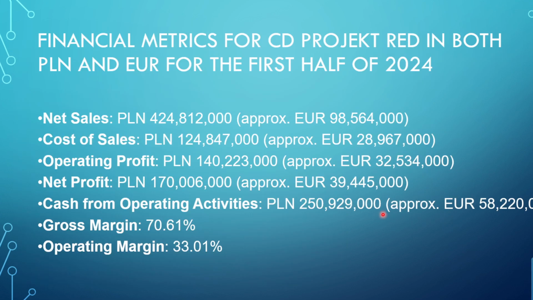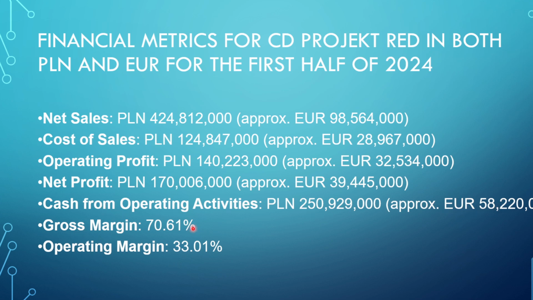So, financial metrics for CD Projekt Red in both Polish zloty and euro for the first half of 2024, based on the report they have on their website. Net sales, we have, let's say, approximately 100 million. Cost of sales, approximately 30 million. Operating profit, 32 million. Net profit, let's say 40 million. Cash from operating activities, 60 million.